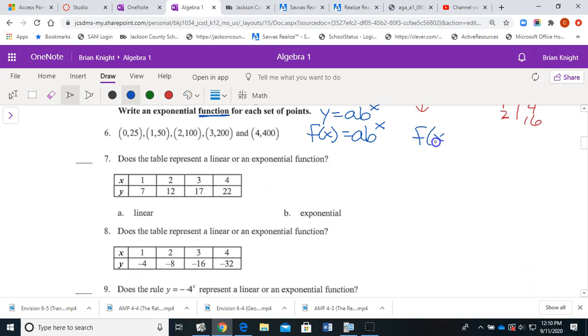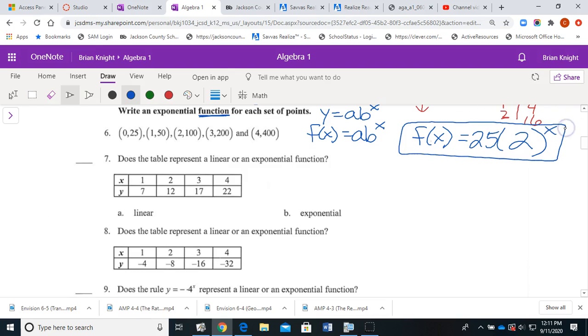So f of x equals a is my initial value, correct? What is my initial value? 25. B is my common ratio. So what are they multiplying by to get the next number? 2. 25 times 2 is 50. 50 times 2 is 100. 100 times 2 is 200, right? So that's your B. And then to the x power. All there is to it. Everybody good on 6? So we got 1 through 6. We all going to get right.